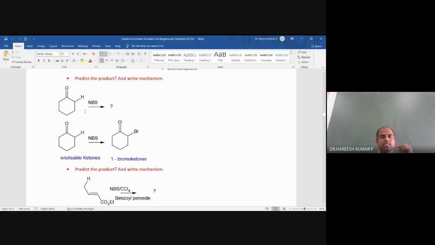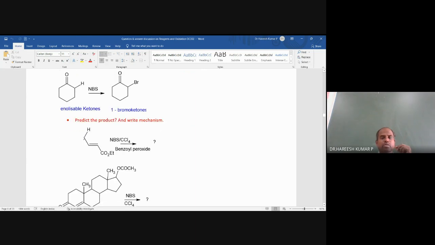And then this proton is called the enolic proton. The enolic proton is captured by NBS and replaced with bromine. So this H is replaced with Br. This is the one. And in this compound, you can observe that this carbon is the allylic carbon. This proton is the allylic proton. This proton can be replaced with Br. Here benzoyl peroxide is a radical initiator, and a radical mechanism is involved.